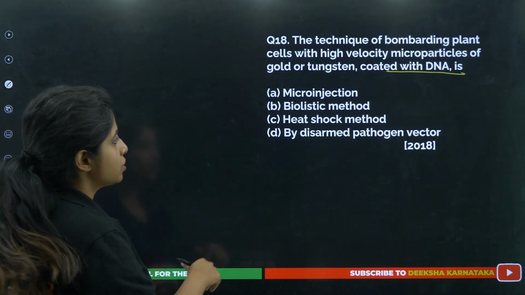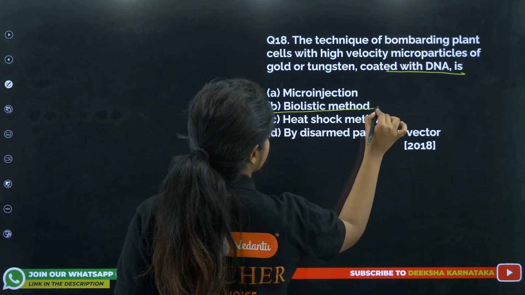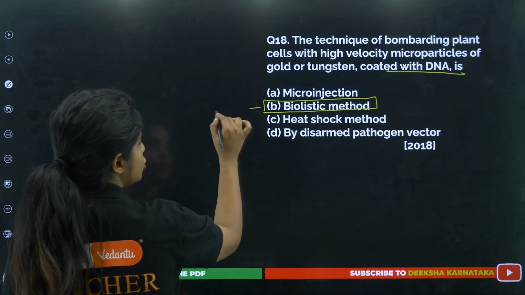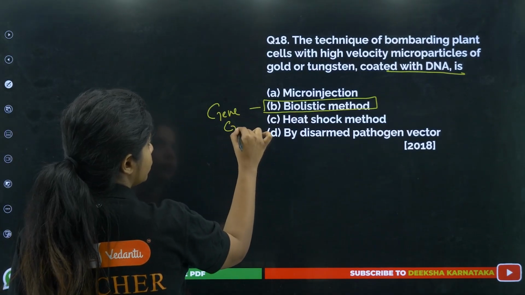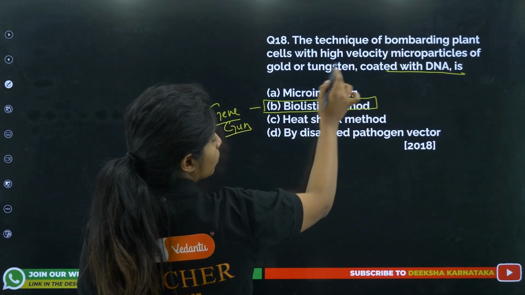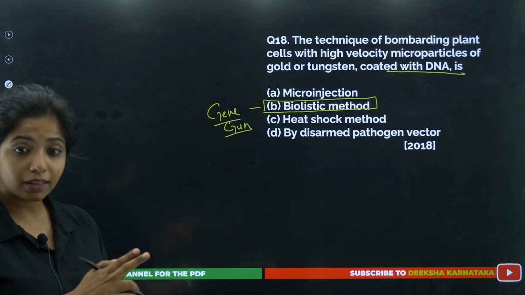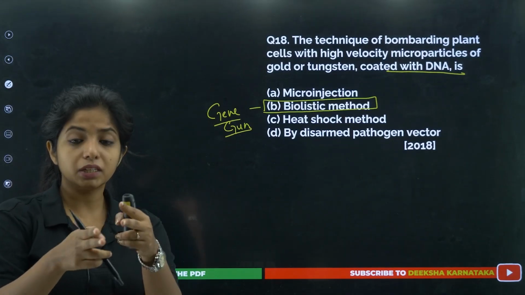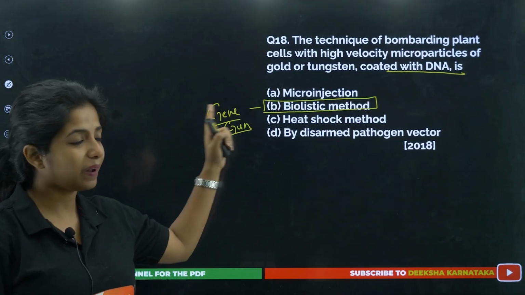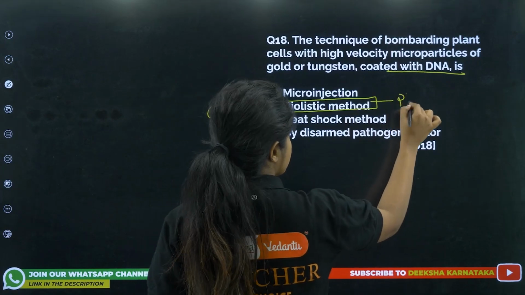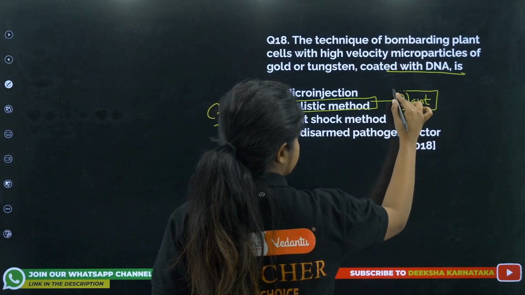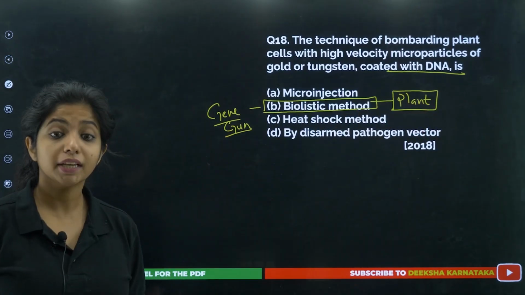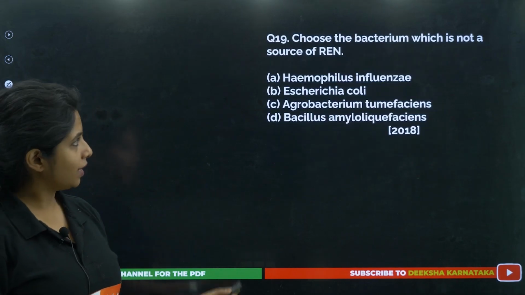What will be the answer for this, children? It will be the biolistic method. Biolistic as in gene gun, and this is what you're talking about over here. I told you, you are using microparticles of gold and tungsten, you are coating them with DNA and then you are inserting it with high velocity. This is known as gene gun or biolistic method. This is used just in the case of plants. 2018 question. Okay, next question.